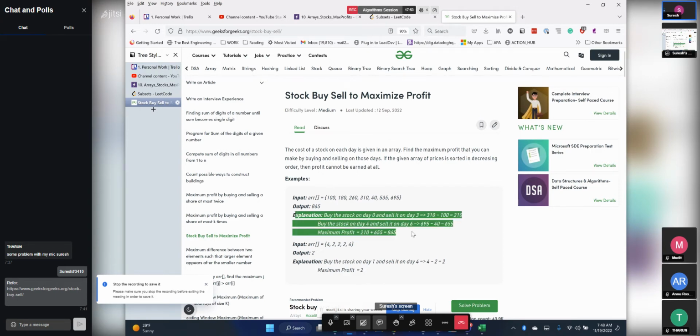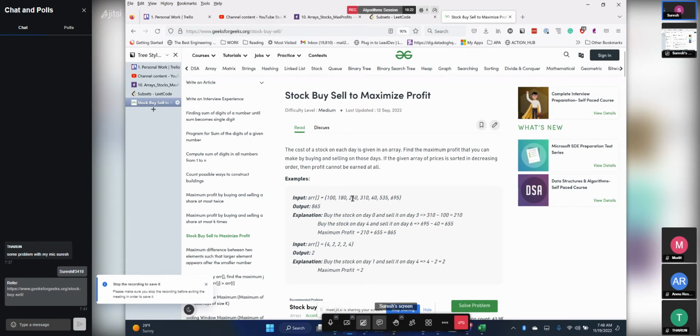There is an explanation here. If you look at this one, they are saying the maximum profit could be 865. In order to get 865, you need to buy the stock on day zero. Just assume days 0, 1, 2, 3, 4, 5, 6. So it's one week of stocks, 0 to 6, right? So buy the stock on day zero and sell on day three.